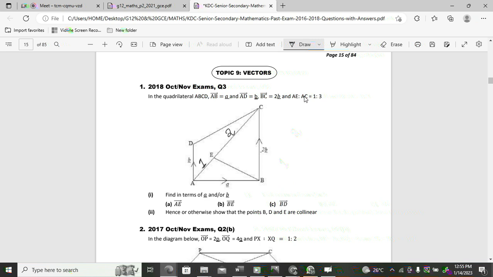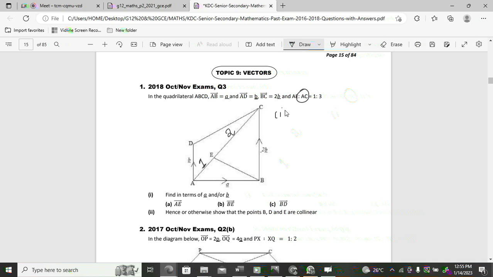Why? Because AC from A itself to C itself is supposed to give you 3. So if they've given you that this is 1, then this is going to be 2 because the total is supposed to give you 3. Do you get that? Do you understand what I mean? Okay. So, now let's work at these questions.